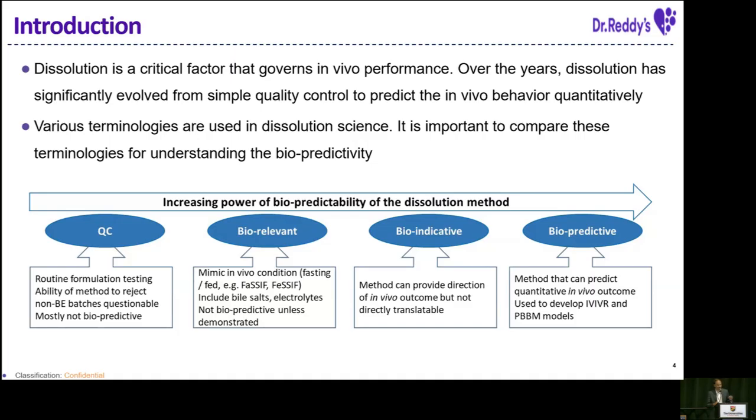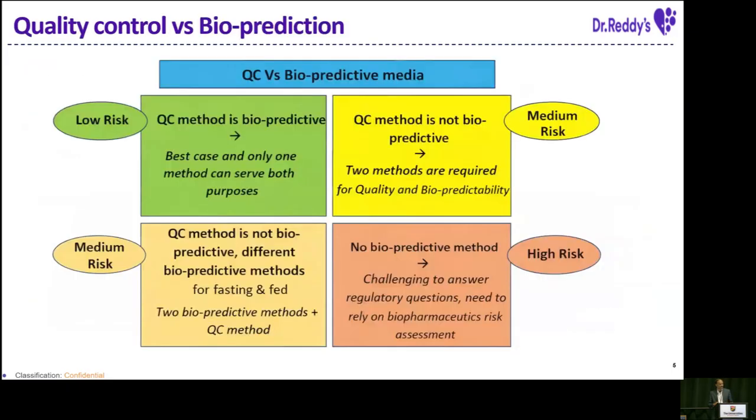Then there is another terminology which people typically use, called bioindicative dissolution. Bioindicative dissolution just provides a direction into the in vivo performance, qualitatively but not quantitatively. And the last set is called biopredictive dissolution, which is very powerful because it not only provides the direction into the in vivo performance, but you can also quantitatively measure this direction with the help of modeling and simulation tools.